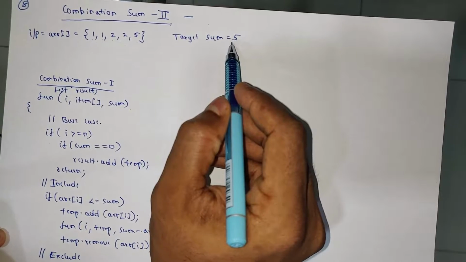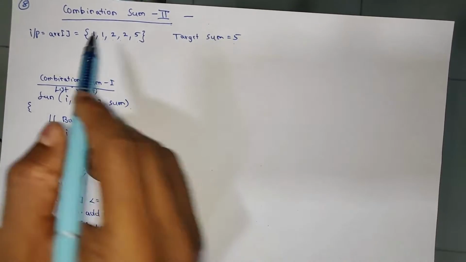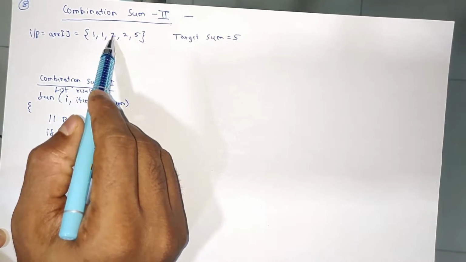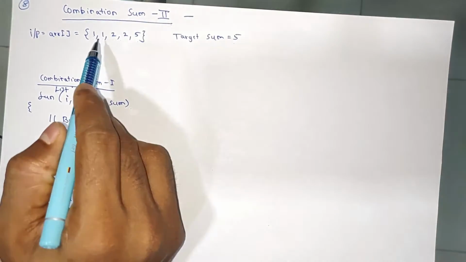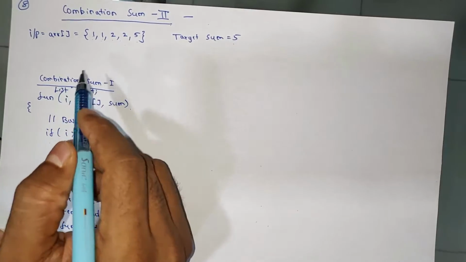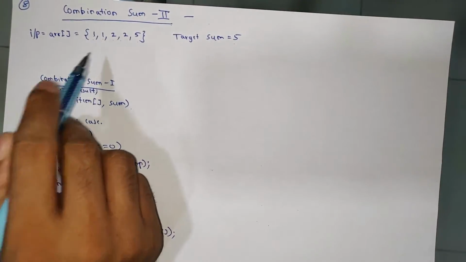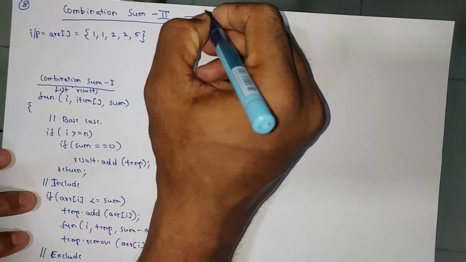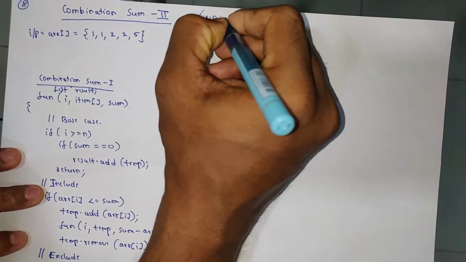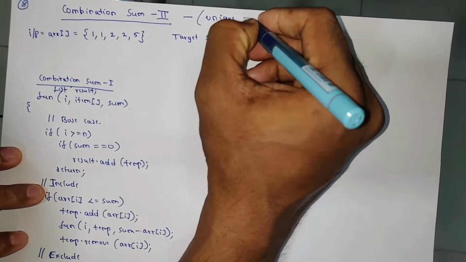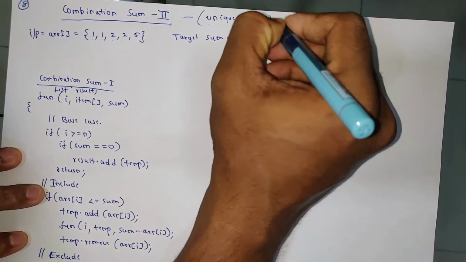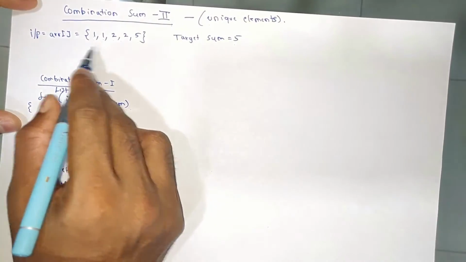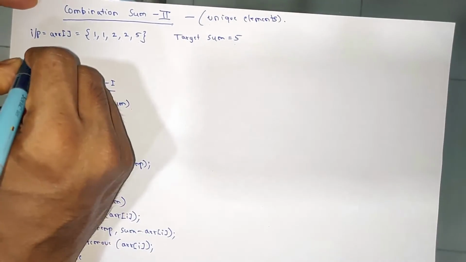If I have to make a sum of 5, you can't take 1 five times. You can't take 2 two times and then 1 one time. You can't do that, as we did in the earlier problem, combination sum 1, right? So you have to pick unique elements only, right? So what is the possible output for this input?